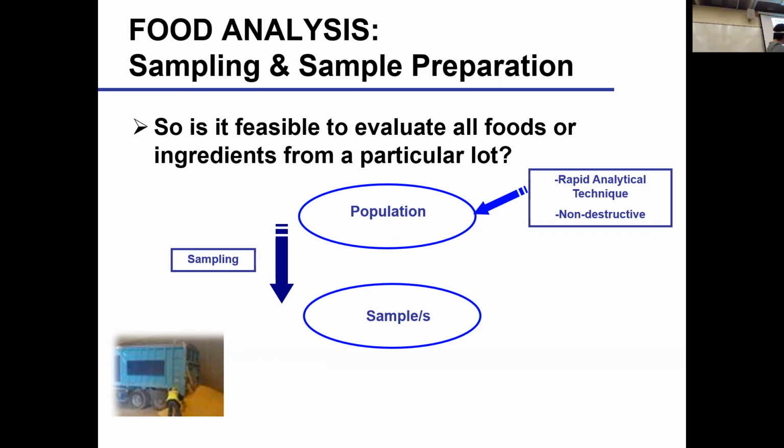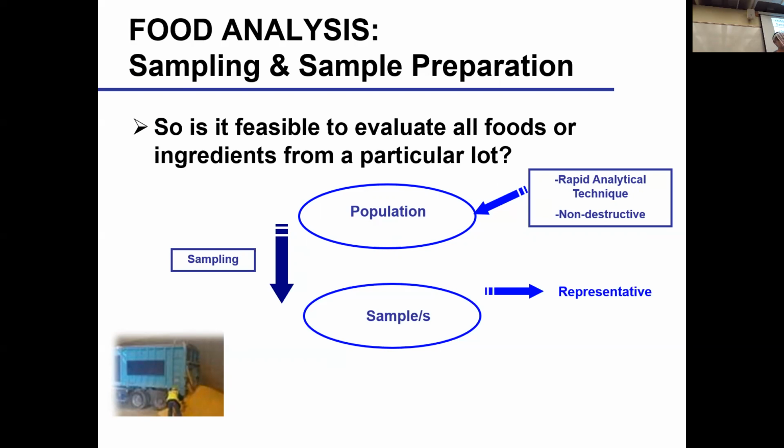You want to take samples from the population that are representative samples of the population. That means when you do the analysis on these samples, you can make a decision for the entire lot. So taking these samples from the population is really important.